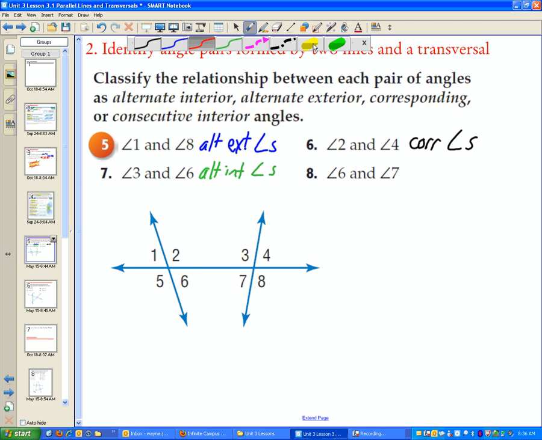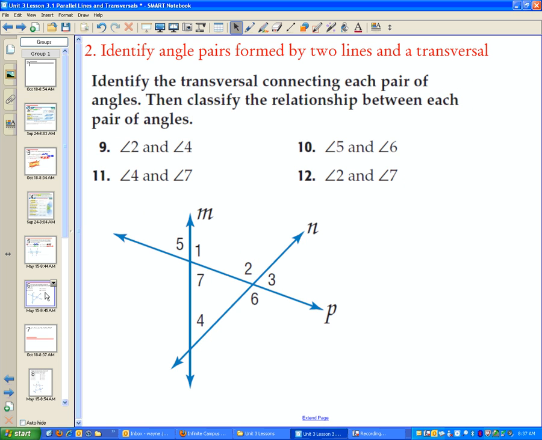And number 8, angle 6 and angle 7. What are they? They're consecutive interior. They're interior angles on the same side of the transversal. That's what we call consecutive. You can do CONS, consecutive interior angles. Questions so far? All right, there are harder things in the world than identifying things, aren't there? All right, let's try these.